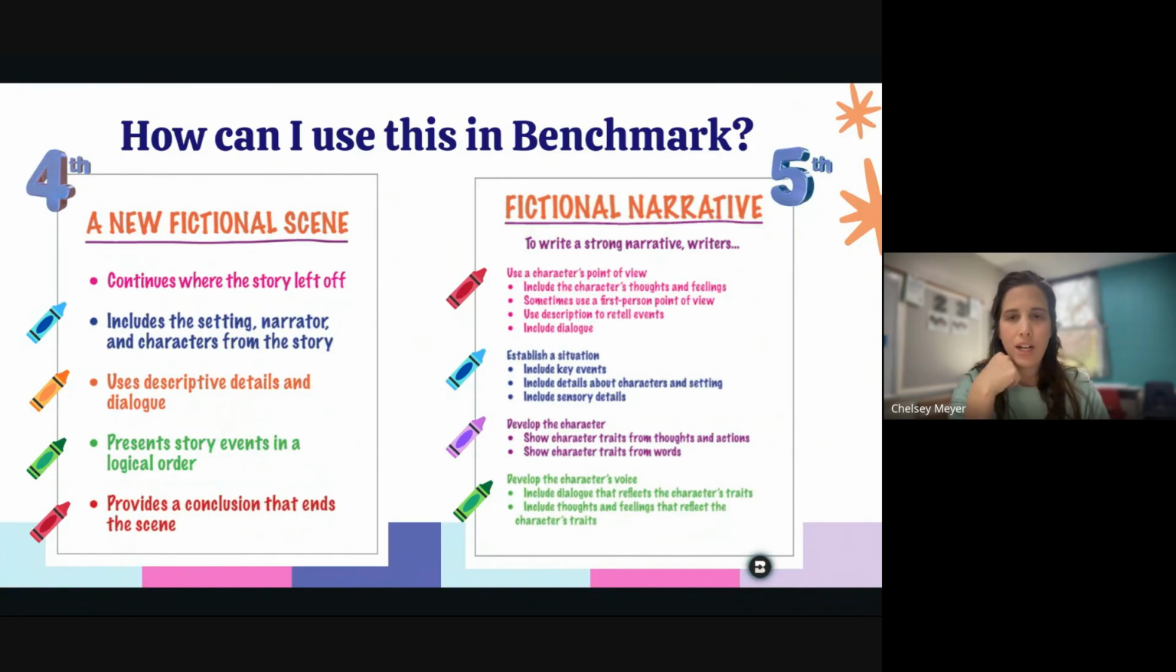So you can see 4th grade and 5th grade. And if you want to keep it really simple, just use the color coding system that they already have in place for you, because they are color coded as you see on the screen.